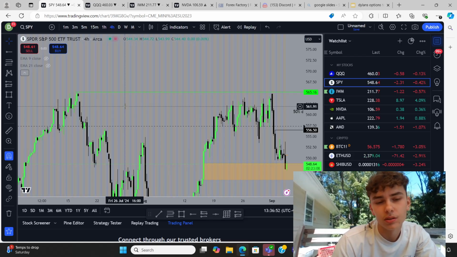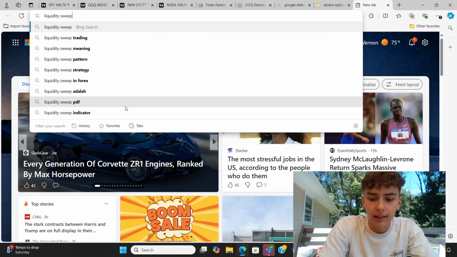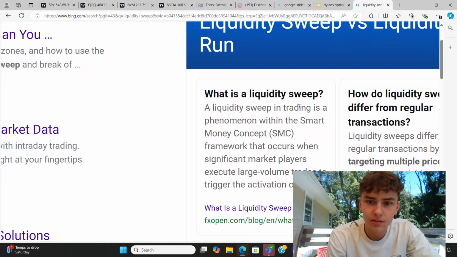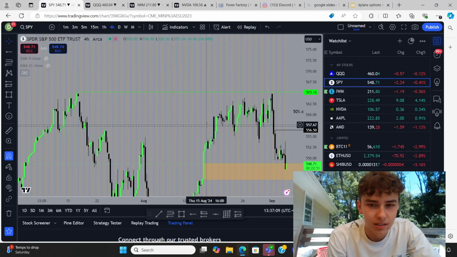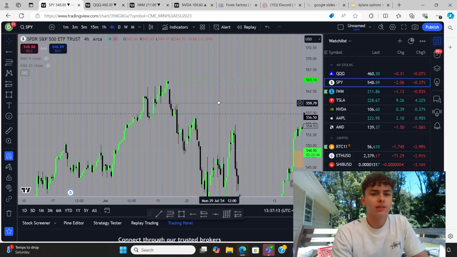So basically, liquidity is resting money and resting orders, waiting to get filled to push price the opposite direction. Okay, so let's look up the actual definition of it because I like to look at textbook definitions. A liquidity sweep in trading is a phenomenon within the smart money concept framework that occurs when significant market players execute large volume trades to trigger the... Fuck that. I'm trying to make this shit simple. I don't know what that was, but so let's look at this.